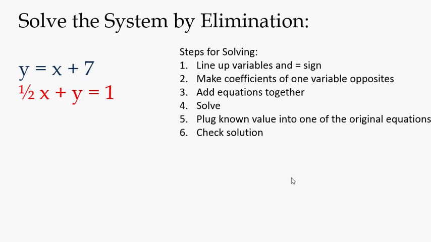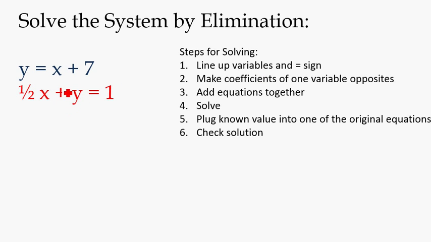And maybe in another video I'll look at how we choose which is the best method to use of all three. So with the elimination method, we have some steps we need to follow. The first step is to make sure that the variables are lined up and the equal sign is lined up. So if we look over here, we've got y equals x plus 7 and 1/2 x plus y equals 1. And we don't have step 1 taken care of yet.